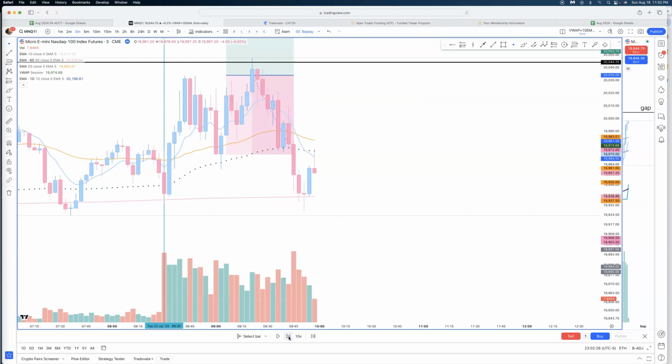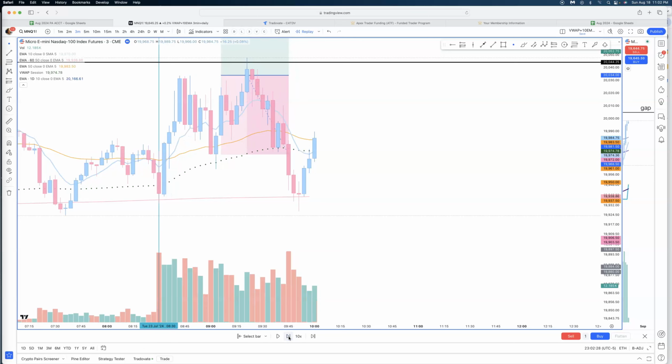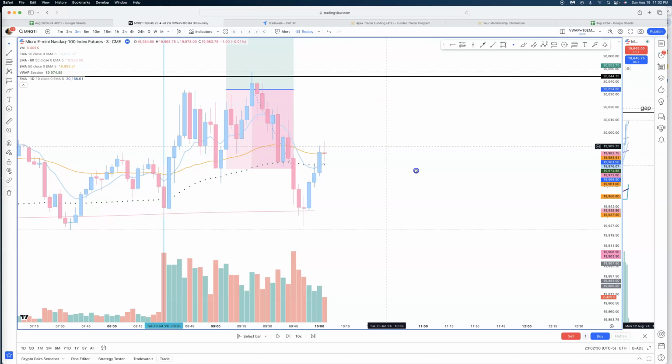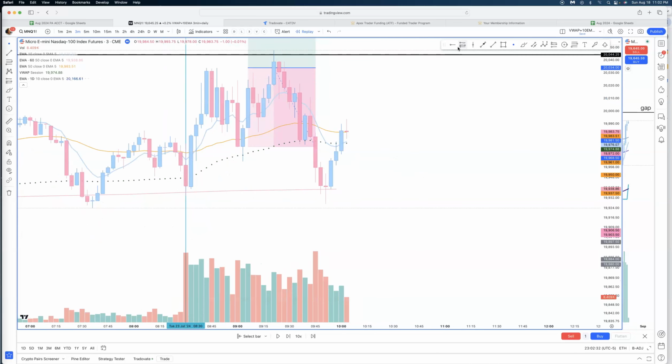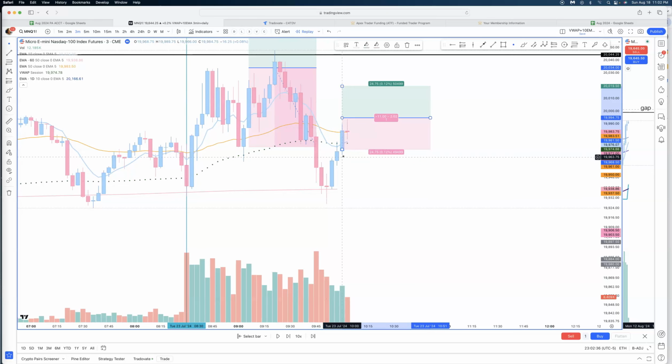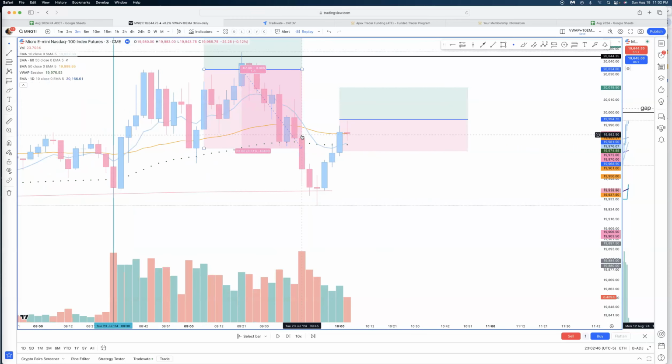I'm going to wait for a long. Okay, so there it goes. That would be the long. Again, first bear candle opening and closing. I like this better because there's a lot of bear volume on this particular candle. And we just got above, we just took out the high of it, and I kind of like that.